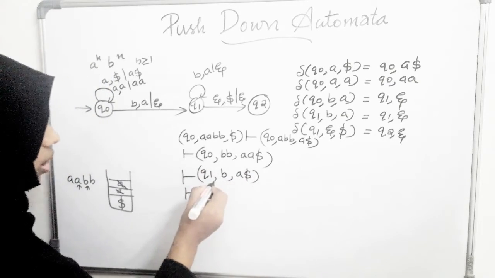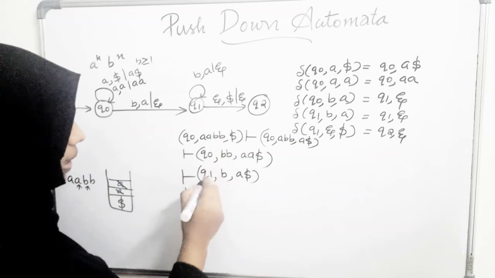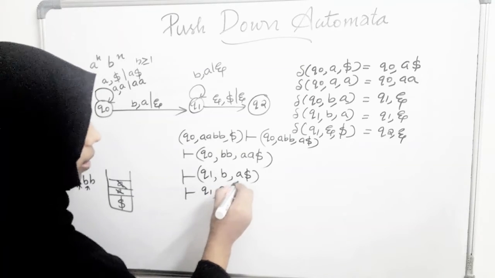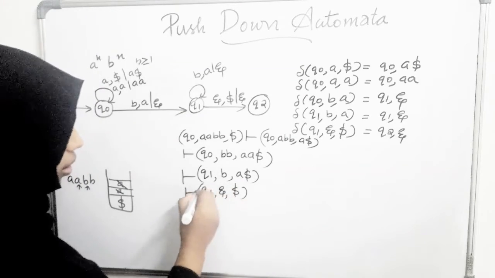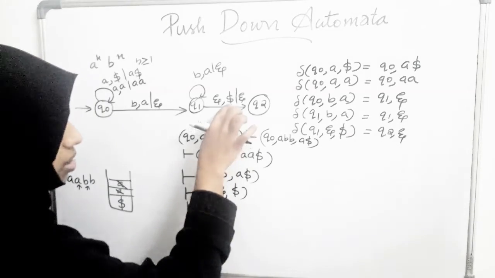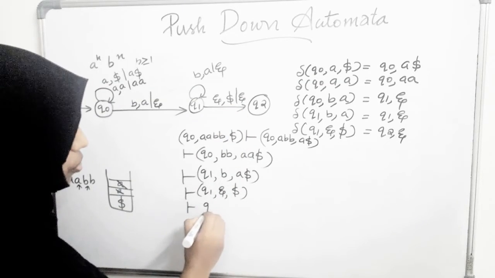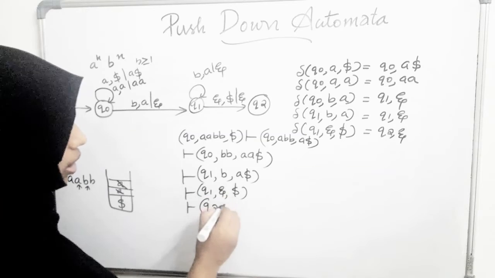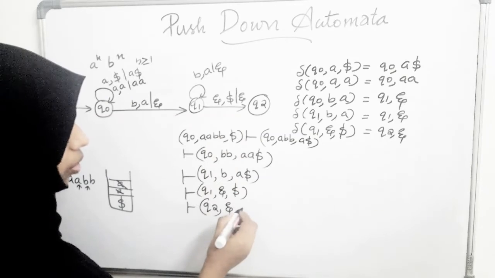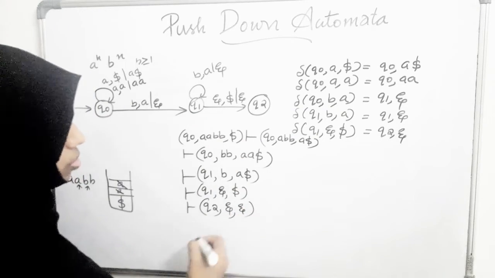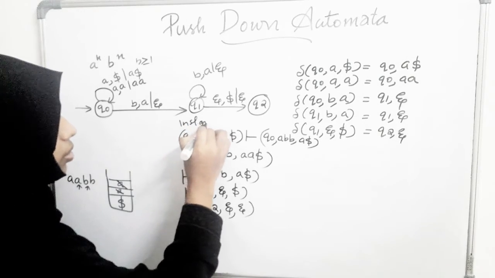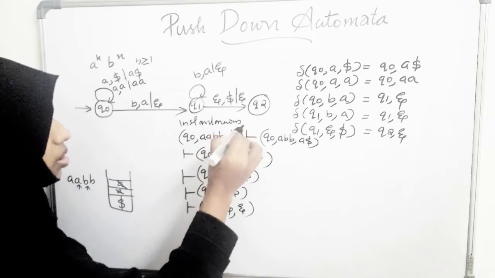Now when Q1 sees another B, it stays at Q1 itself, this B has been consumed, so the input is empty, and this A has been popped off the stack. Now when Q1 sees epsilon and the top of the stack is dollar, it goes to state Q2 and the input is empty now, and by this design it is popping the dollar off the stack. So the stack is empty. This is how you write down the instantaneous description, that is what happens when an input is applied.